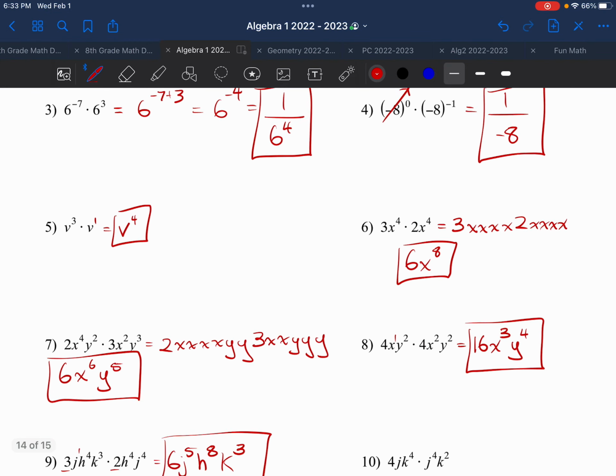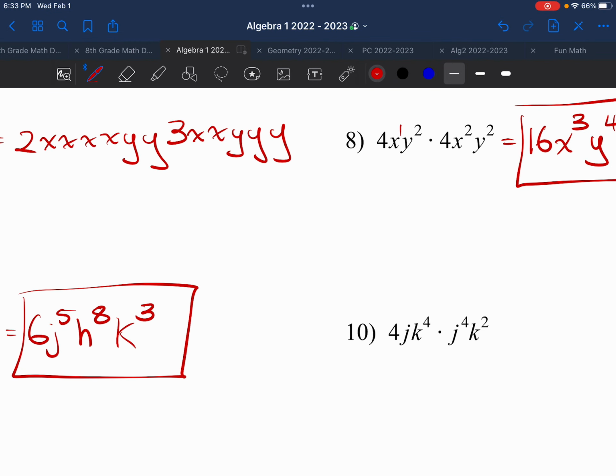And some students will ask, do you have to write it in this order? For example, what if I had switched the h and the k? So this was k to the power of 3 and then h to the power of 8. That is fine. When you multiply 1 times 2, it's the same thing as 2 times 1. The order does not matter when you're multiplying.